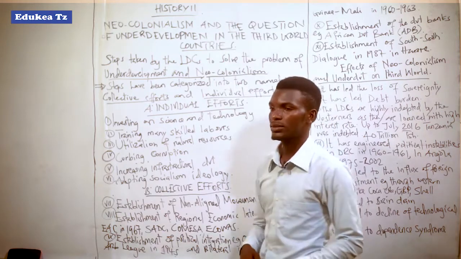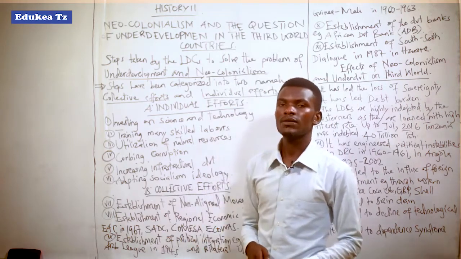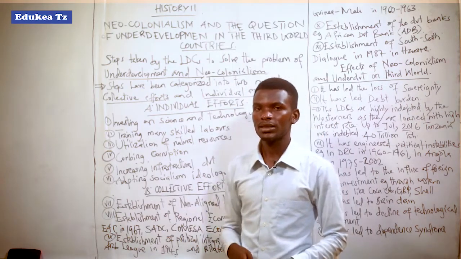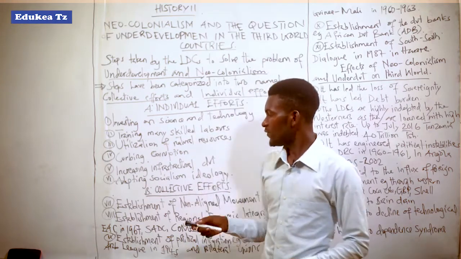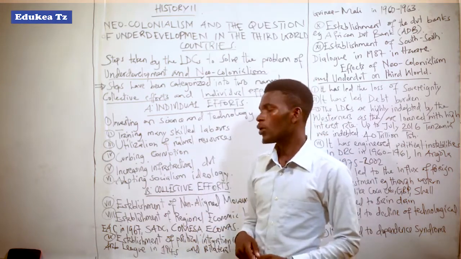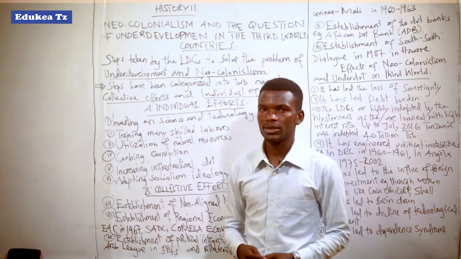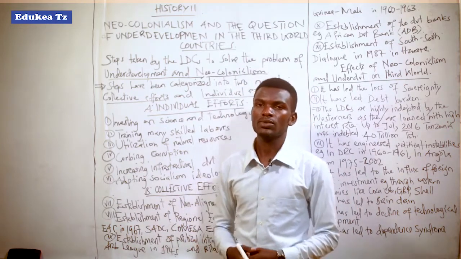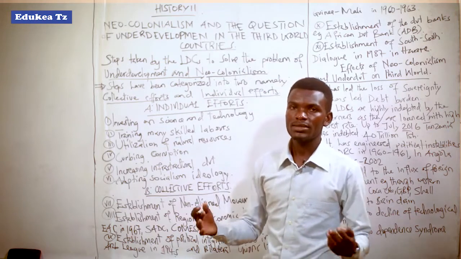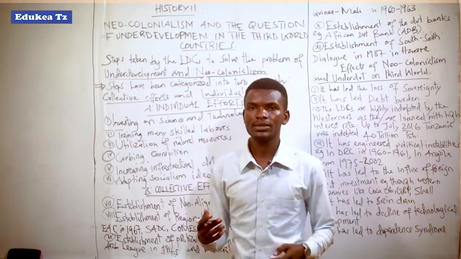But another step was increasing infrastructural development. It means those less developed countries, for example Tanzania, involved themselves in advancing the improvement of infrastructures. So main roads and railways were improved. We can see an example from Tanzania.